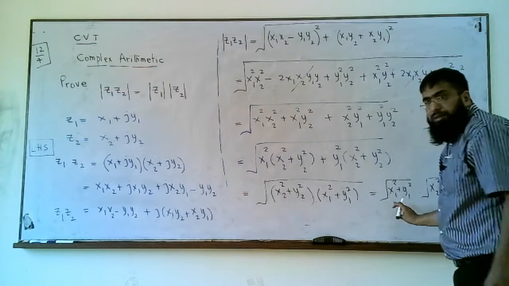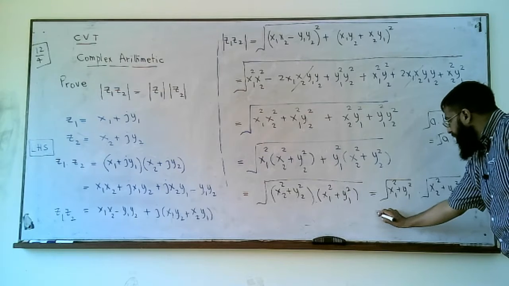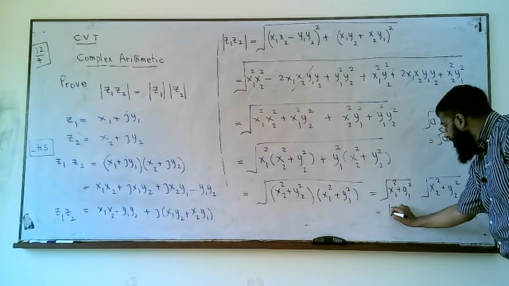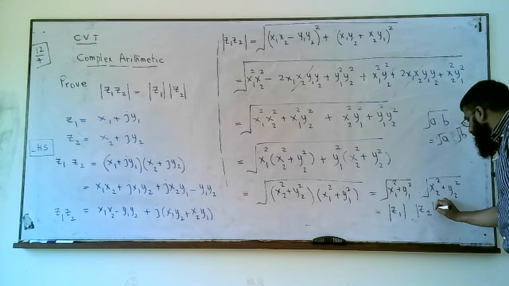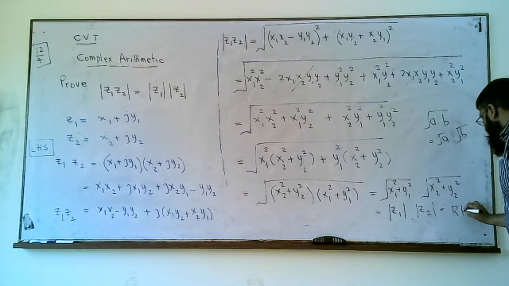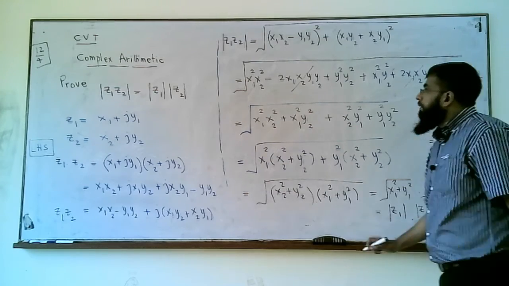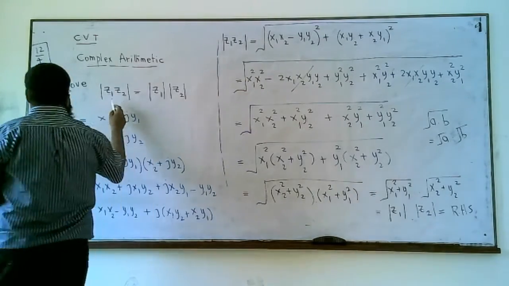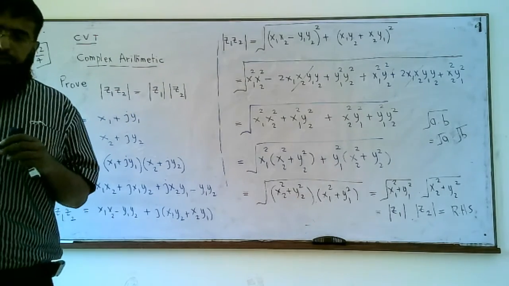And we know that x1 squared plus y1 squared, the whole square root, is the magnitude of z1, and this is the magnitude of z2. This is equal to the right hand side. So we have proved that for any two complex numbers, the magnitude of their product is equal to the product of their magnitudes. Right. That's all for this small lecture.